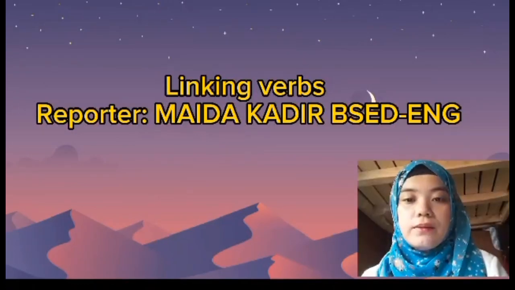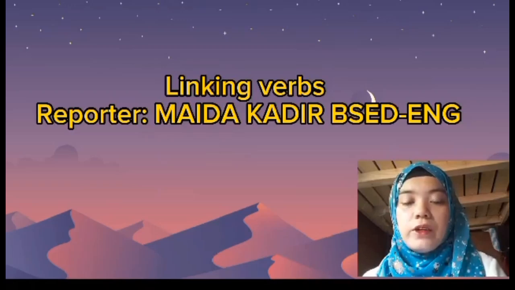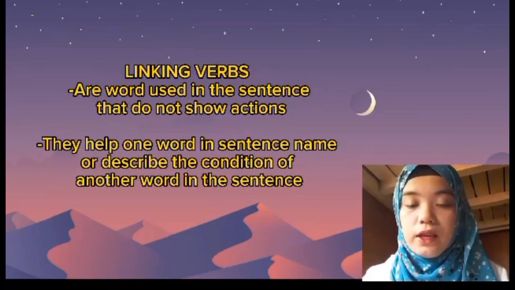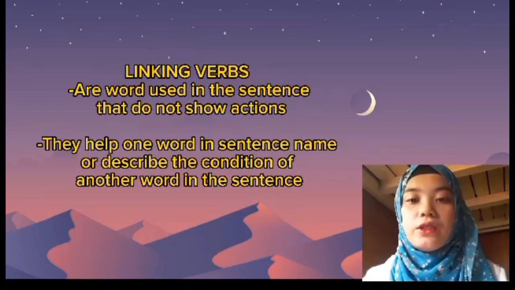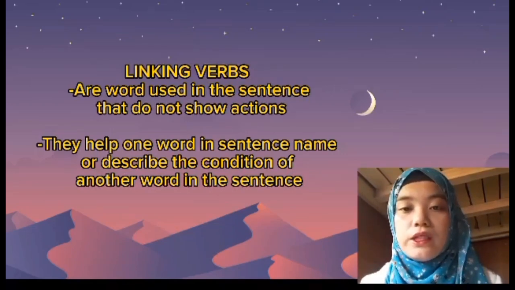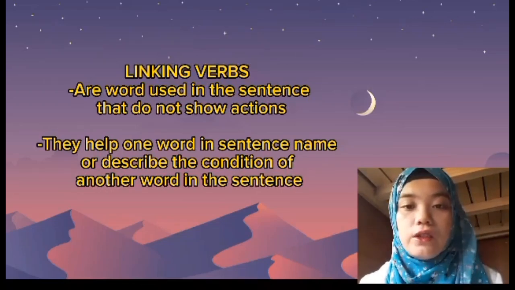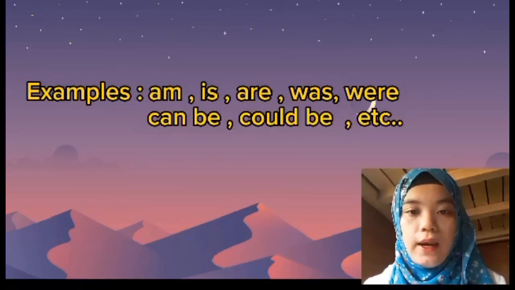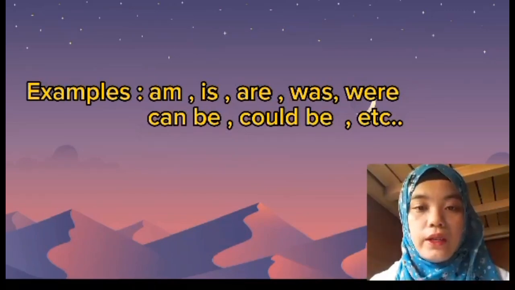Hey everyone, my name is Maida Kadir and my report is all about linking verbs. Linking verbs, also known as copular verbs, are words in the sentence that do not show actions. They help one word in a sentence name or describe the condition of another word. Examples of linking verbs are am, is, are, was, were, can be, could be.